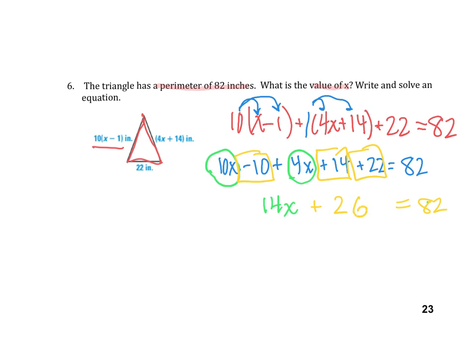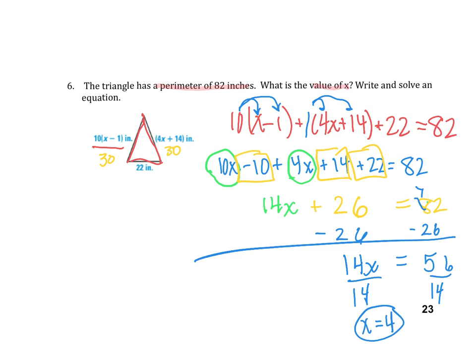26. And now that I got here, you should be able to solve this equation. 14x plus 26 equals 82. So when I solved this equation, I subtracted 26 from both sides and divided by 14. My answer became 4. When I substitute 4 into these expressions, if I put 4 in here for x, then I would have 4 minus 1 is 3, times 10 is 30. And over here, I would have, put 4 in here, 4 times 4 is 16, plus 14 is 30. So now I would have 30 plus 30 plus 22, and that equals 82.